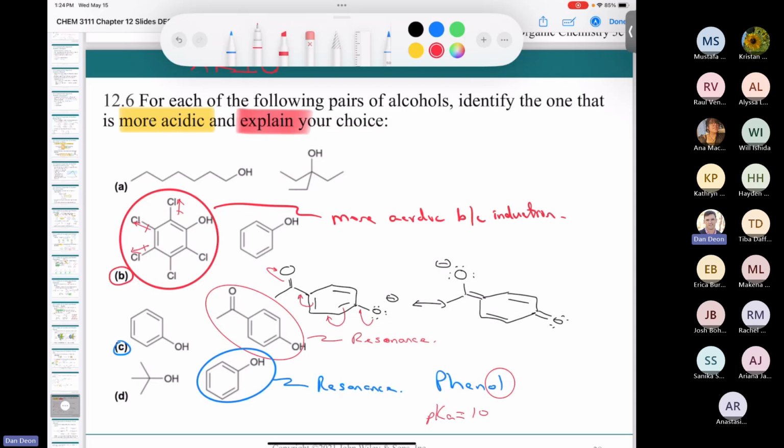All right, so let's try A. I left A for last. Could anybody tell me which one would be more acidic in this case? Would it be the first one or the second one? More acidic.